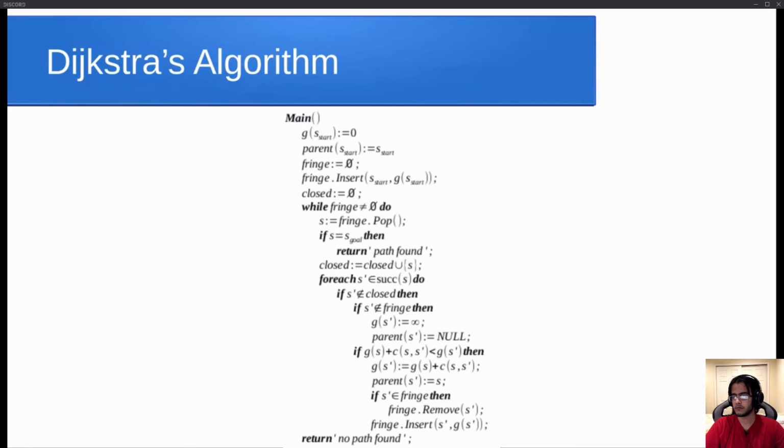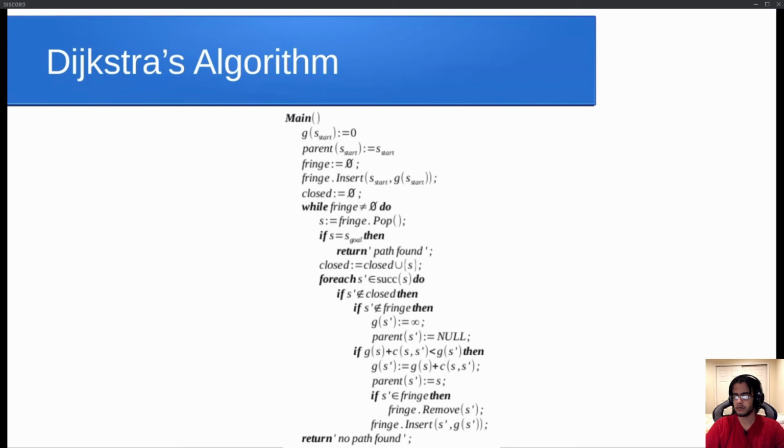We're going to check, considering one of those children at a time, if it's in the closed list, we're going to ignore it. So going forward, we're going to assume it's not in the closed list. And if it's not in the fringe, if we haven't seen it before, we're going to give it a cost of infinity. And we're going to set its parent to basically empty. It doesn't have a parent yet.